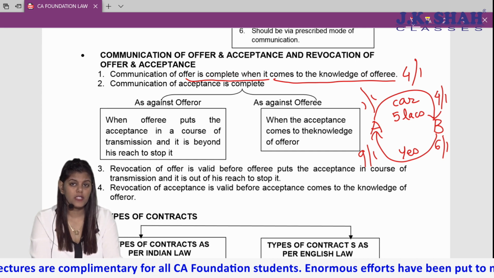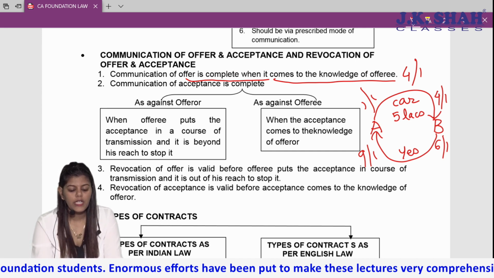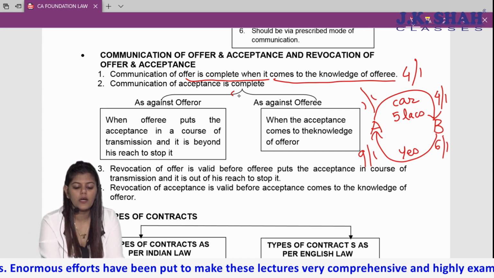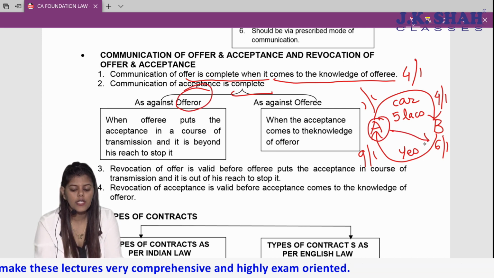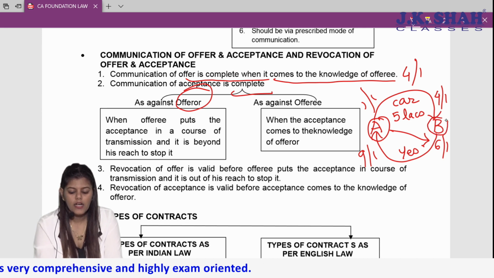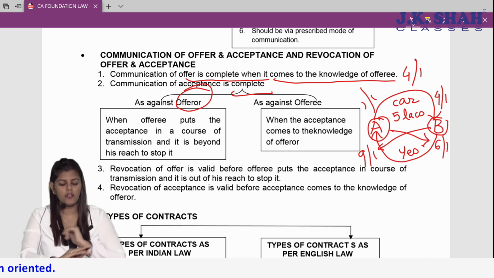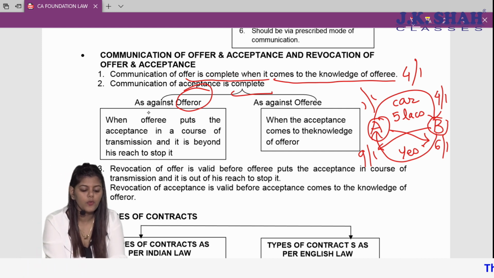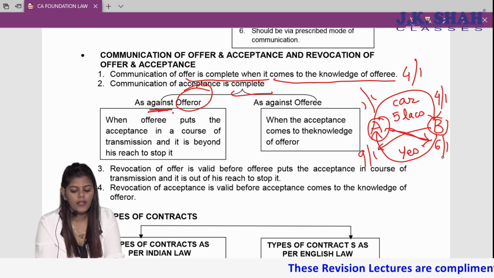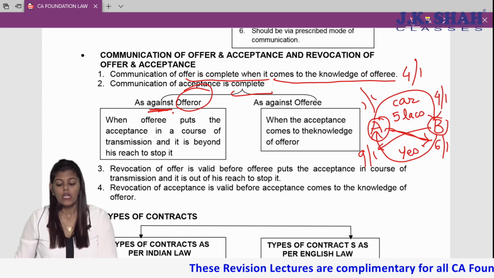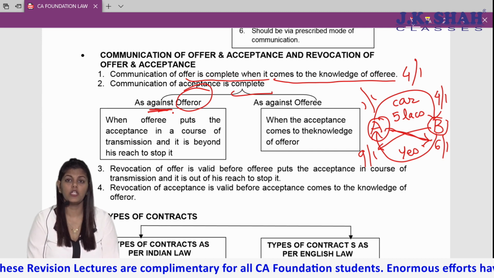Okay. So communication of offer is said to be complete on 4th Jan. Now communication of acceptance, as I told you, students get confused. They tell me exact opposite. Actually, communication of acceptance is complete as against offerer 6th and as against offeree 9th. Now if you are thinking, ma'am, why are you taking like this? Because if you notice, I have written the word against. As against A 6th, as against B 9th. Now this is a good way to memorize, but I don't want you to do that. You need to study logically.